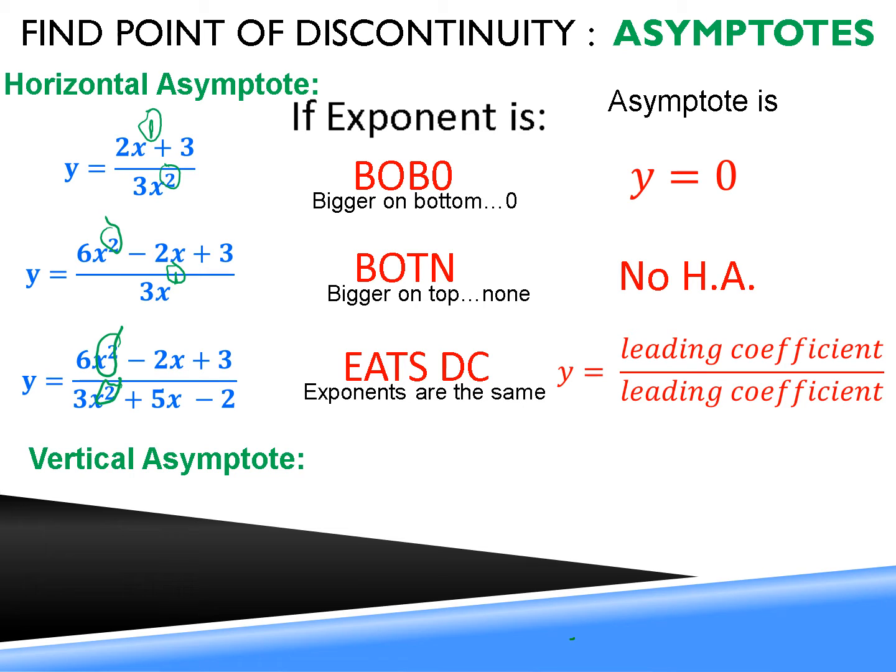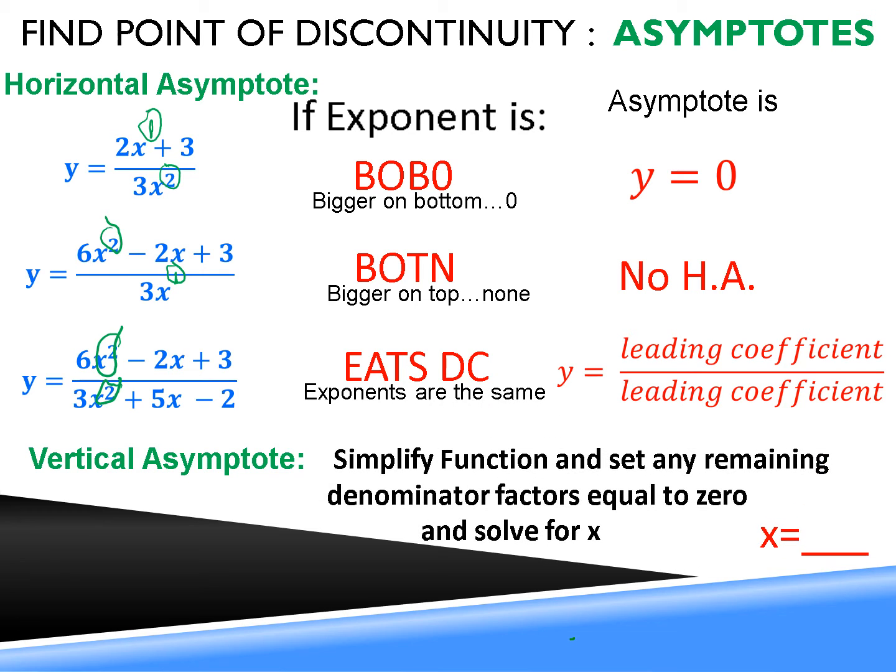And then lastly, EATS DC: exponents are the same, divide the coefficients. These are both squares on top and bottom, so I would divide 6 by 3, and that would give me the equation for that horizontal asymptote. That's why you'll hear us in this lesson ask, is it BOBO, BOTN, or EATS DC? When we say BOBO, BOTN, EATS DC, then you know we're talking about horizontal asymptotes.